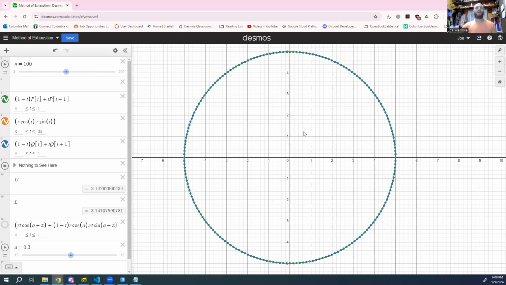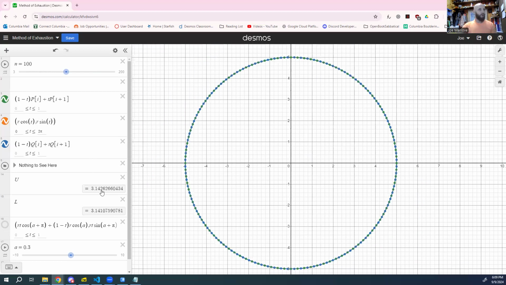And here I'm at 3.14, so I'm between 3.142 and 3.141, right? So I've got 3 decimal places locked down. Let's go up to, perfect, 157 places. So at 157 sides, I know that pi is between 3.1413 and 3.1420. If we continue this, at 200 sides, I've got up to 3.141 now.